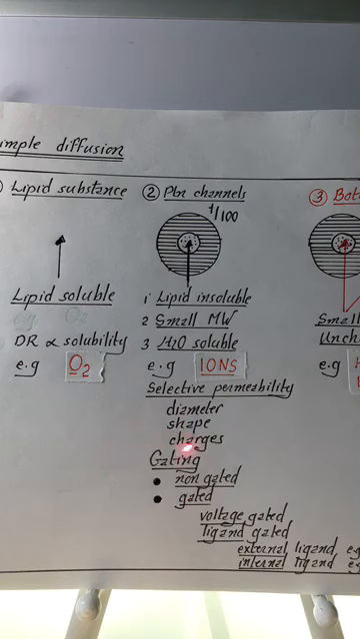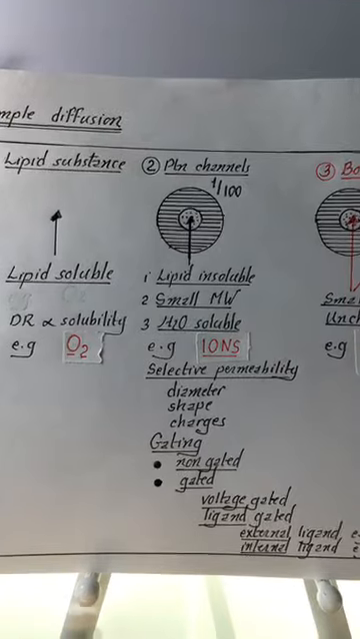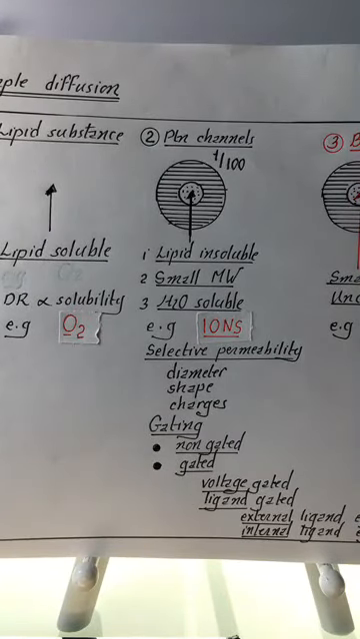Now we come to the gating. Some channels have no gates. We call it non-gated. So they are open all through, all the time. Other channels are gated. We have two types of gates. I always say that physiology is like life. In life, we have two types of gates. Electric gates, that is, gates which open by electrical changes. We have this type in the body. We call them voltage gated channels.